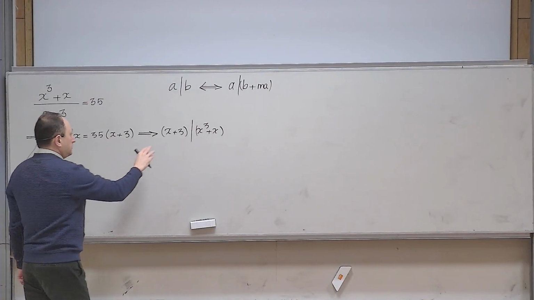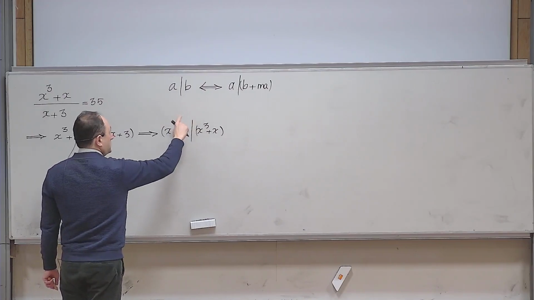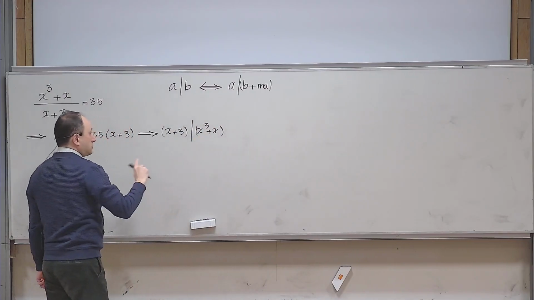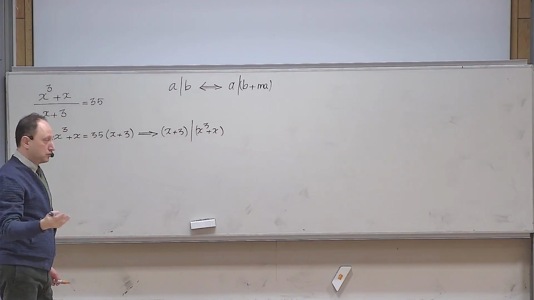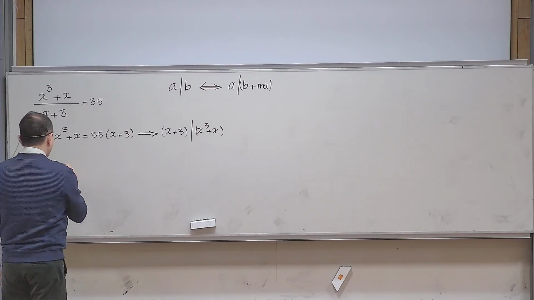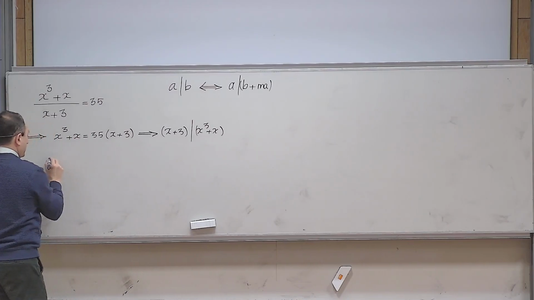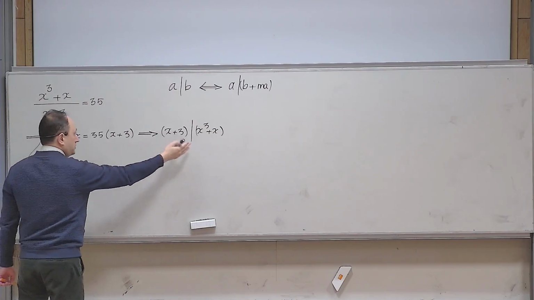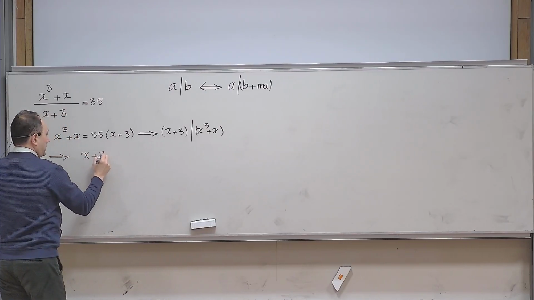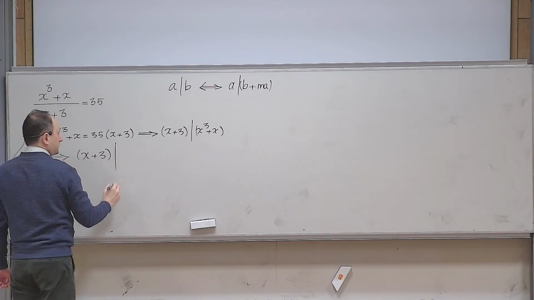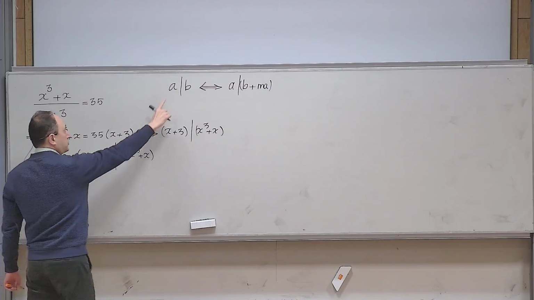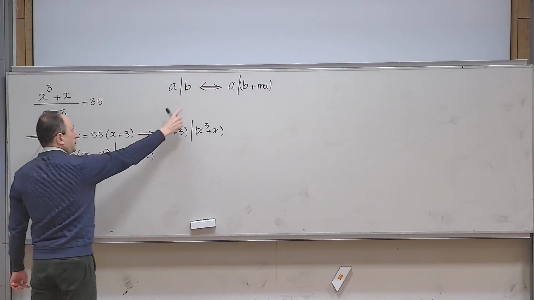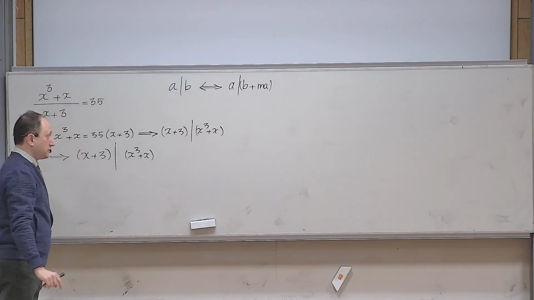Okay, so here I want to use this theorem in this direction. The algebra that I am doing is by no means unique, so you can find your own way. But to broaden your perspective, let me do it in this way. I will keep x plus 3 on the left and x to the power of 3 plus x on the right. So I want to give the role of a to x plus 3, and the role of b to x cubed plus x.